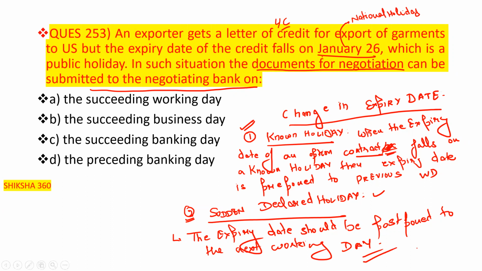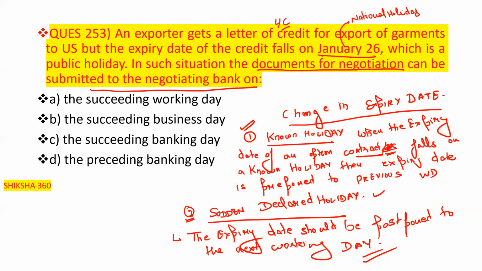Please remember these types of things regarding change in the expiry date, whether it is a known holiday or a sudden declared holiday. In the case of a known holiday, the expiry date is preponed to the previous working day. In the case of a sudden declared holiday, we have no chance because the holiday is declared in the evening, so the expiry date is postponed to the next working day.